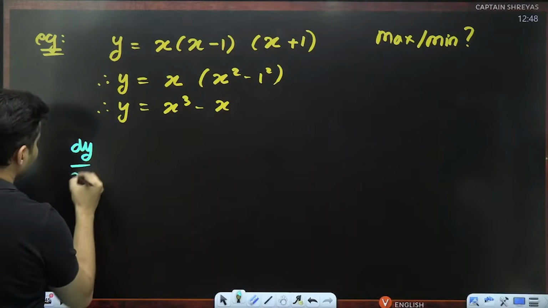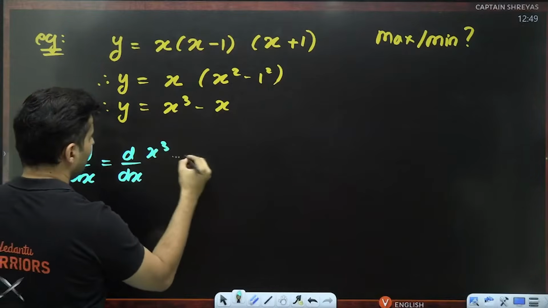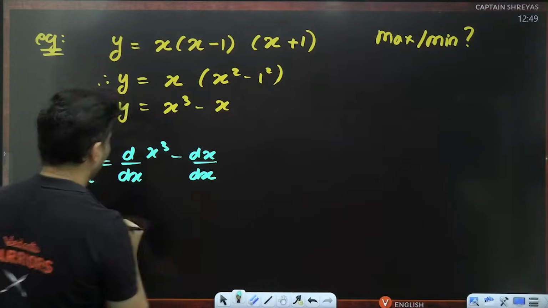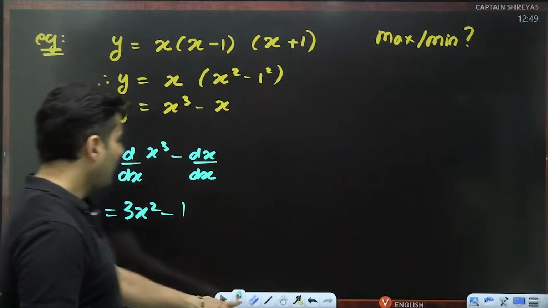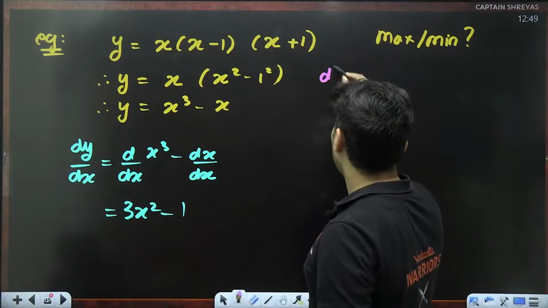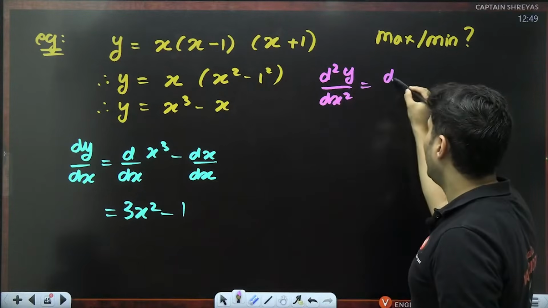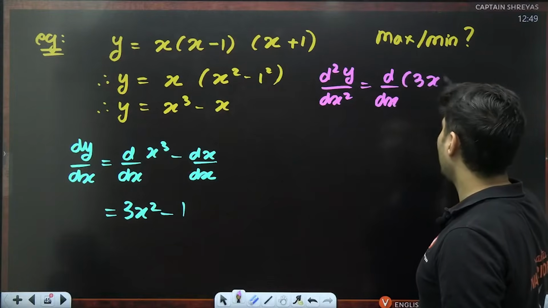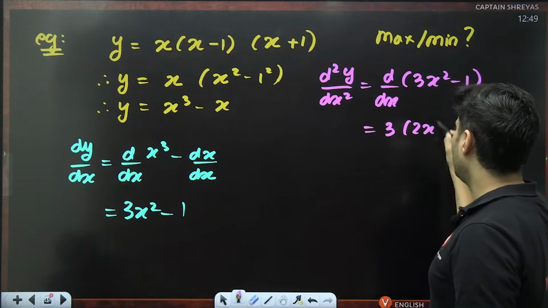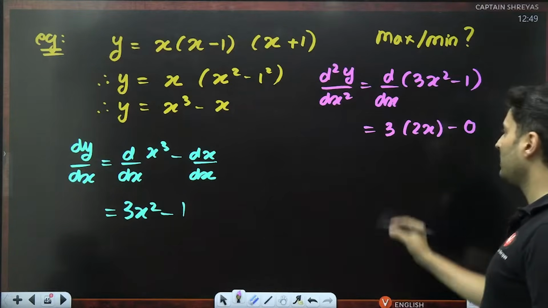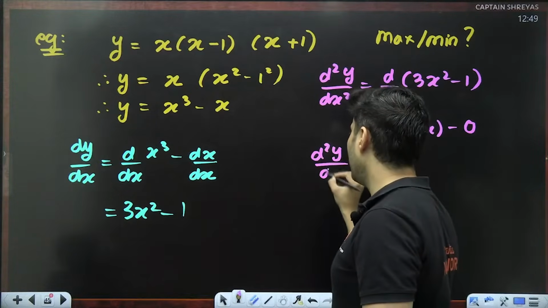So let's just find the first derivative. dy by dx, how much will it be? It's just the derivative of x cube separately, subtracting the derivative of x. So x cube's derivative is 3x square. X's derivative with respect to x is 1. Also, simultaneously, let's find out the second derivative, d square y by dx square. You just have to find the derivative of 3x square minus 1. So it will be nothing but 3. X square's derivative is 2x, minus 1 is a constant so its derivative is 0. So it is basically 6 times x. So this is your second derivative.